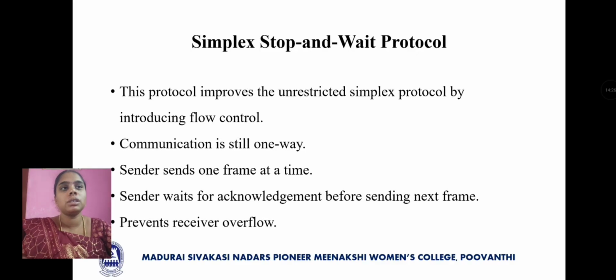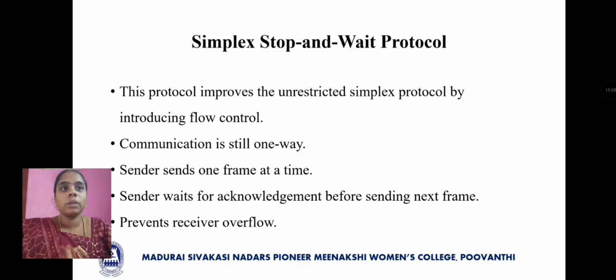First one is that communication is still one way. Here also the communication is between the sender and the receiver. In this protocol, data frames are transmitted only from sender to receiver at a time, while acknowledgement travels in the reverse direction. The sender can send the data to the receiver and waits until it receives the acknowledgement message from the receiver, so that it can send another frame.